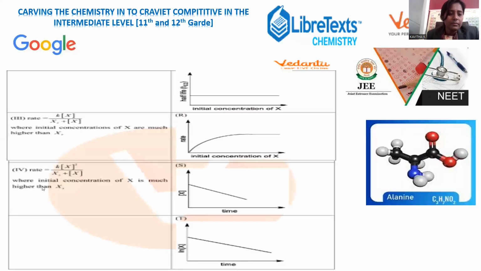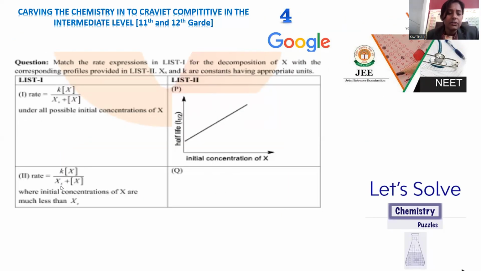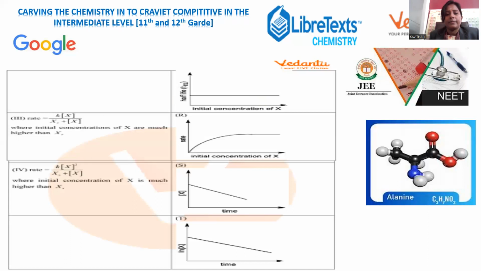Move on to the second one. Second one, Kx by K0 plus x will be taken. Here the condition is that the initial concentration of X is much less than K0. Okay, so x is less than K0, they are saying. And one thing we need to remember, in the denominator it is there, moreover it is less than this one, so we can exclude that. We can exclude this term of x taken in the square bracket, so the answer will be Q, where you can see half-life and initial concentration, when taken, it is independent of the initial concentration and the line is horizontal.